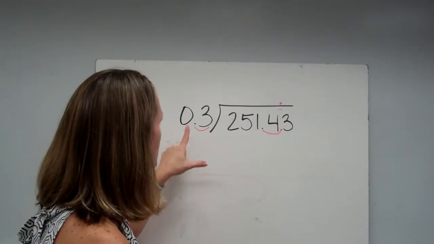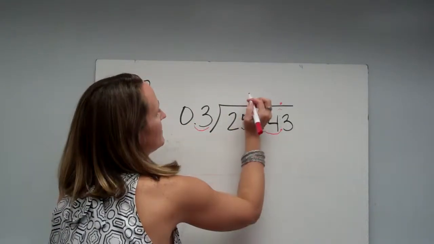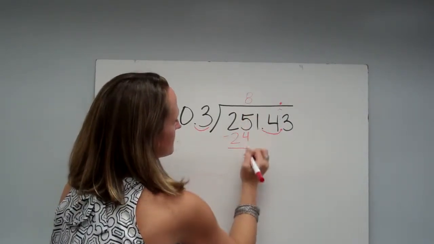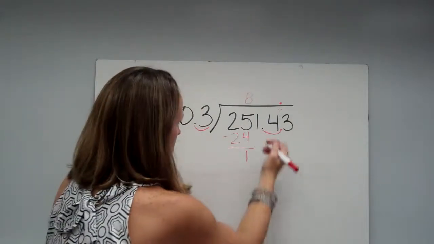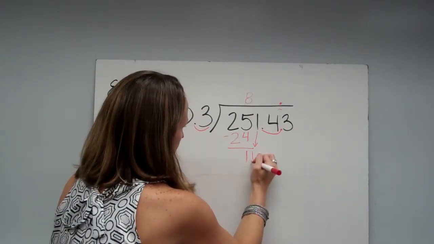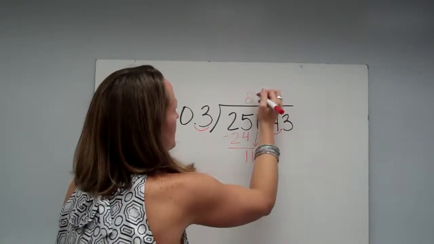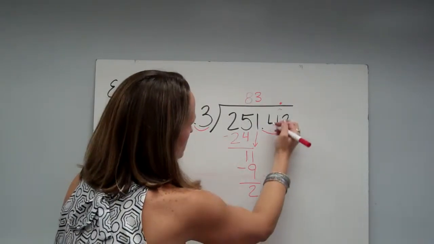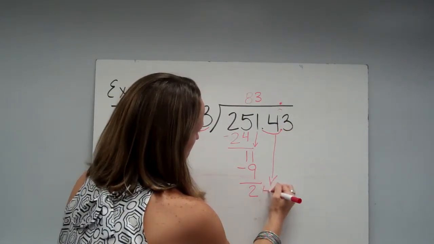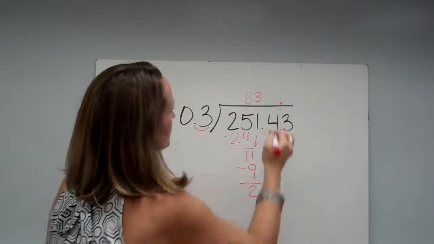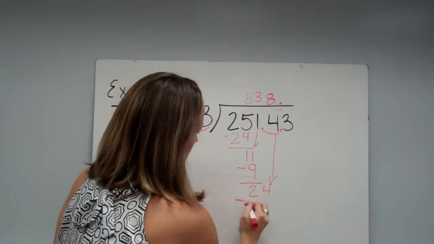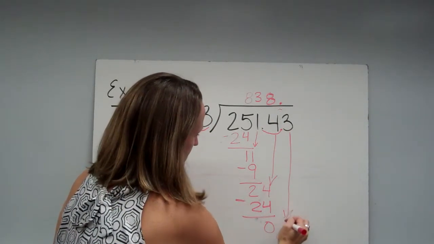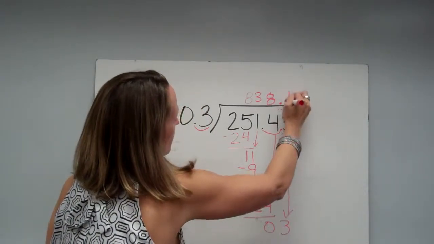So now I can start dividing. 3 goes into 25 8 times, minus 24, leaves me with 1, bring down a 1. 3 goes into 11, 3 times, minus 9, gives me 2, bring down my 4. 3 goes into 24 8 times, minus 24, 0, bring down that last 3. 3 goes into 3 1 time.